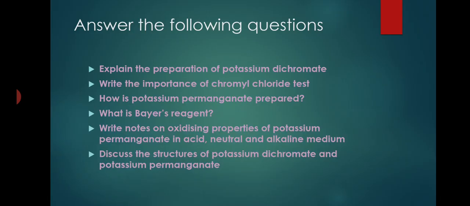Okay students, there are some questions for your revision. Explain the preparation of potassium dichromate. Write the importance of the chromyl chloride test. How is potassium permanganate prepared? What is Bayer's reagent? Write notes on the oxidizing properties of potassium permanganate in acid, neutral and alkaline medium. Then discuss the structure of potassium dichromate and potassium permanganate, that is, you should draw the structures of the ions. Okay students, thank you.